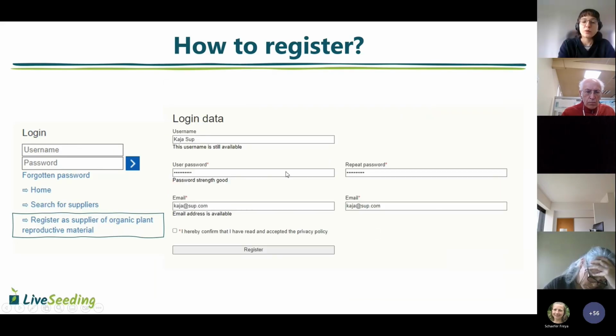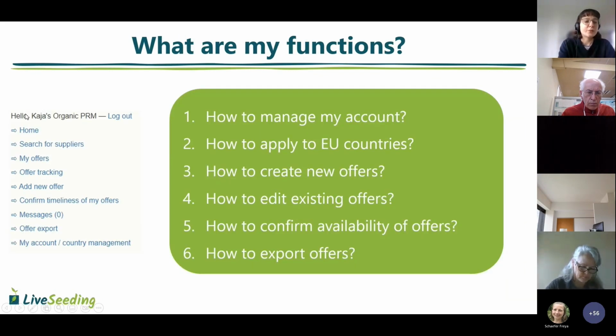And the third step would then be to define your own username and your own password. And then you log in and your menu will look like this, like you see on the left side. And now we will go together through each of those menu items and we will cover 6 main topics: how to manage my account, how to apply to EU countries, how to create new offers, how to edit existing offers, how to confirm the availability of offers, and how to export offers.